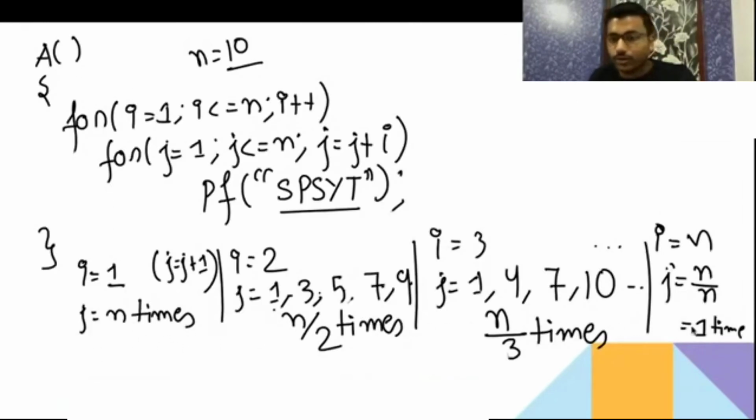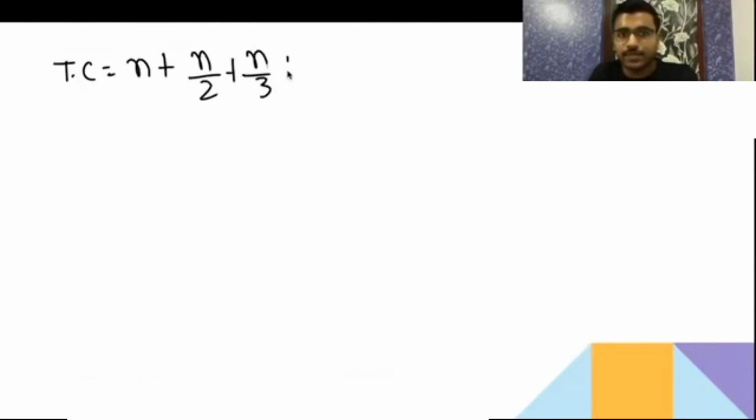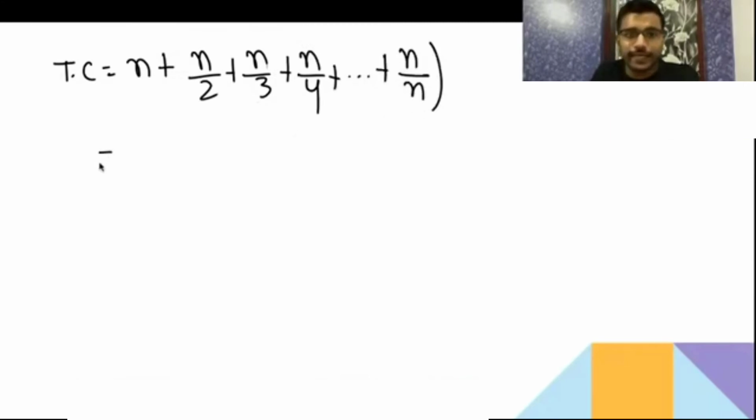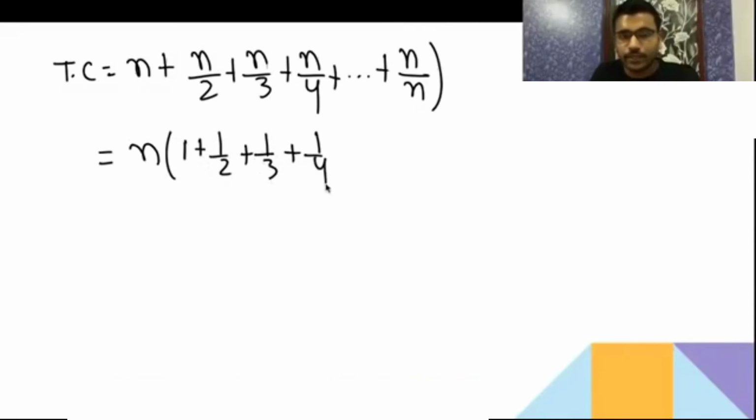Now we are going to do the sum of this. The sum is going to give you the time complexity, the number of times the code has printed. So that is going to be the exact time complexity. So it is going to be n plus n by 2 plus n by 3 plus n by 4, like this, plus n by n. So you will take n as common, then it will be 1 plus 1 by 2, then 1 by 3, then 1 by 4, then it will go till 1 by n.